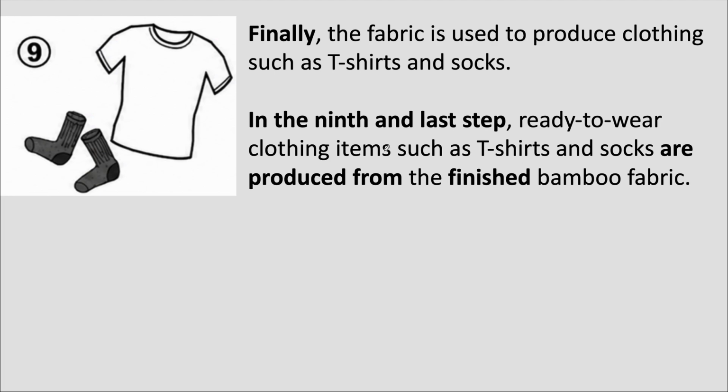The final step is a little different because the diagram doesn't explain what is happening in words. There is no label, it just shows a t-shirt and a pair of socks. So we understand that clothing is made from the bamboo fabric. In the shorter version, we write that the fabric is used to produce clothing such as t-shirts and socks. In the longer version, we change the sentence structure by writing that ready to wear clothing items, such as t-shirts and socks, are produced from the finished bamboo fabric. With this, we have completed our writings.